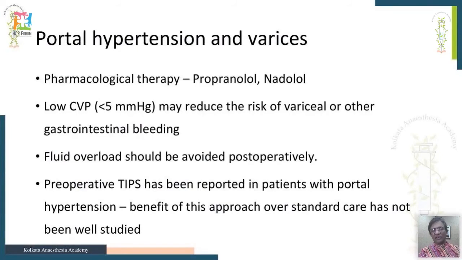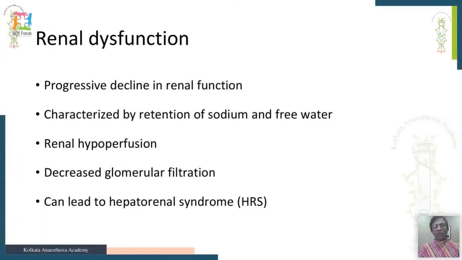Varices, the treatment is with beta blockers. The perioperative goal is to see that the CVP stays low and fluid overload is avoided at all times. Renal dysfunction, I'll just take a little bit of time on this. There is a progressive decline in renal function, which is characterized by retention of sodium and free water. And renal hypoperfusion is possibly what leads to this.